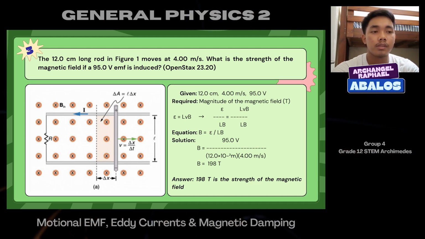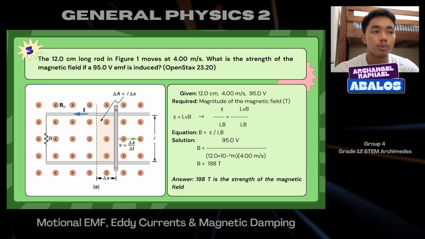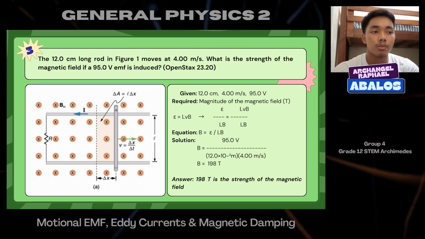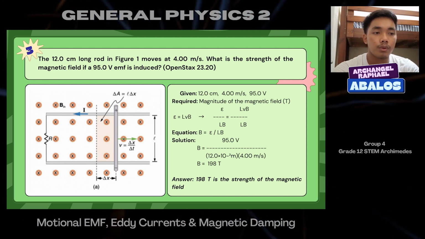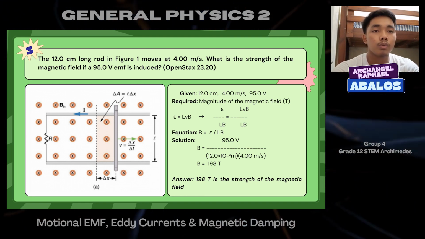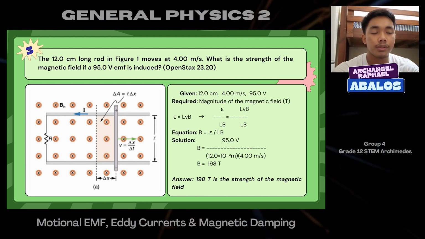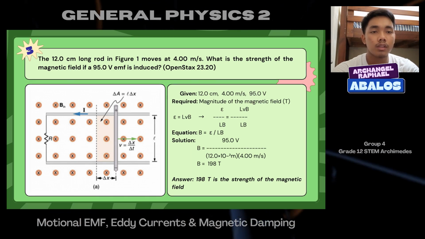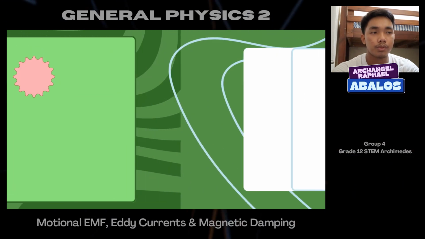So ang mangyayari dyan is i-cancel natin ang LV on the right side na matitira sa atin, which is yung letter B is equivalent to EMF divided by the length times velocity as our equation to be used in this problem. So ang magiging solution natin dyan is ang 95 voltage over 12 times 10 raised to negative 2 meters multiplied by 4 meters per second. So ang makukuha natin dyang magnitude ng magnetic field ay 198 Tesla. Yun yung necessary na kailangan natin para ma-produce yun.